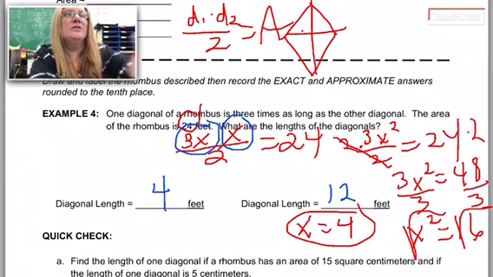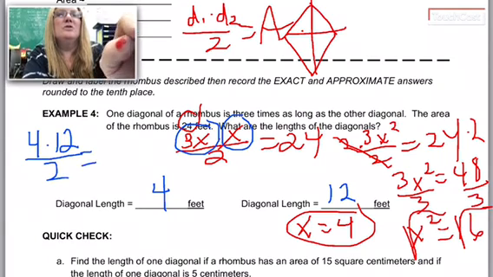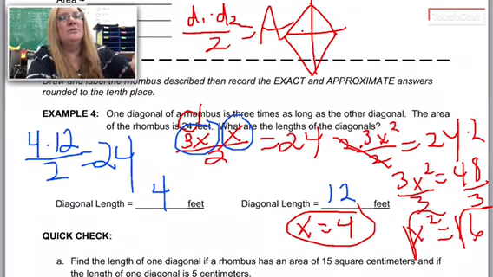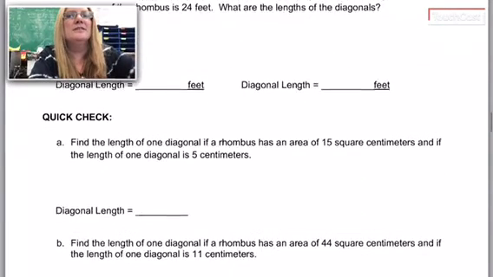If you want to check your answer, let's try. Diagonal 1 times diagonal 2 divided by 2 should be equal to 24. And yes, it is. Okay, see if you can do the quick check below. And then we're going to pause and start a second video because we're basically almost out of time.